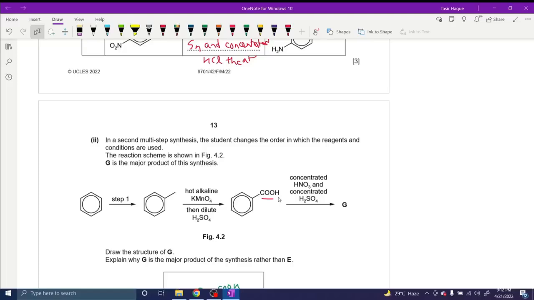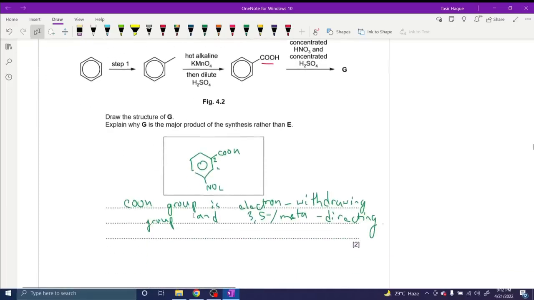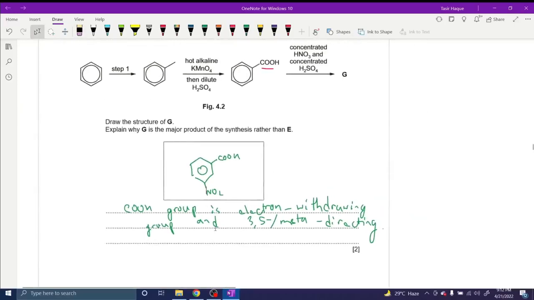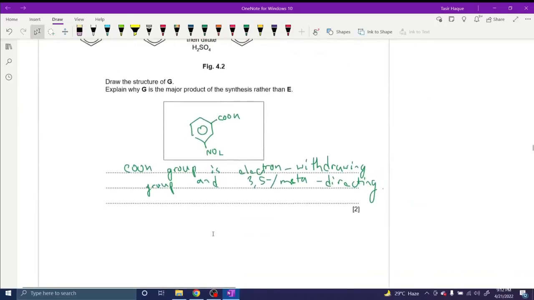And it is meta directing. You need to say that, okay? So you either put it in the 3rd or 5th position, counting from COH, and you need to say that it is an electron withdrawing group, and it is meta directing or 3,5 directing. Okay, this is the answer. This is the major product. Okay, next.